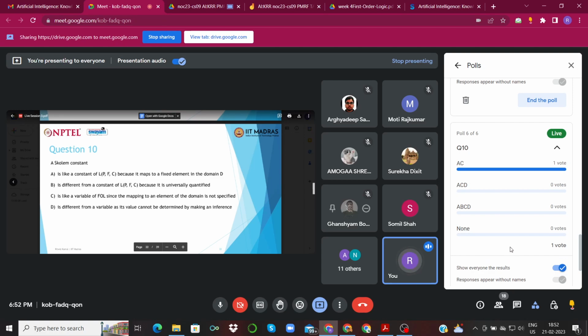Okay, so we have one vote for A and C. Any other option or any other opinions on which of the options could be correct or incorrect?